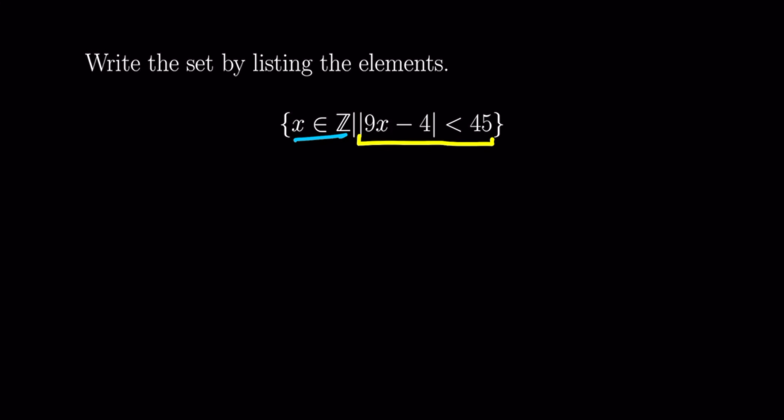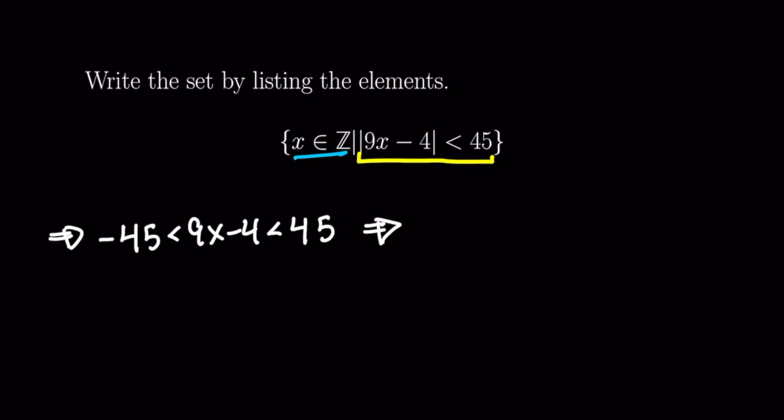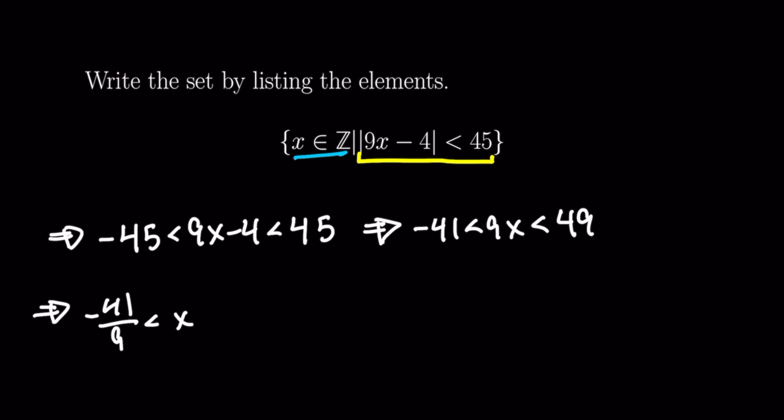Okay, so that inequality, absolute value of 9x minus 4 is less than 45, is equivalent to the compound inequality, minus 45 is less than 9x minus 4, which is less than positive 45. And now we just do this kind of as normal. We'll add 4 to all of the sides. That'll give us minus 41 is less than 9x, which is less than 49. And now we'll divide by 9. That'll give us minus 41 over 9 is less than x, which is less than 49 over 9.